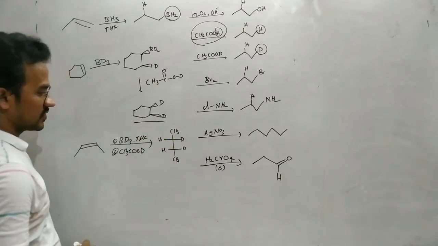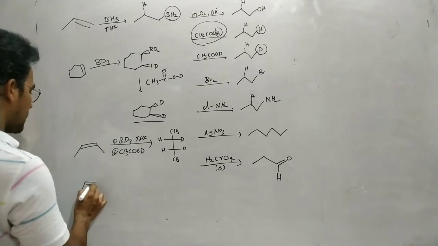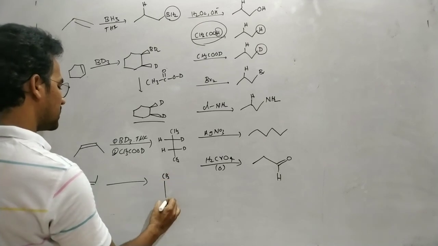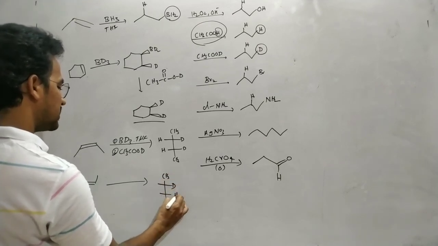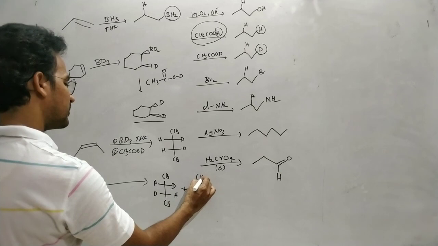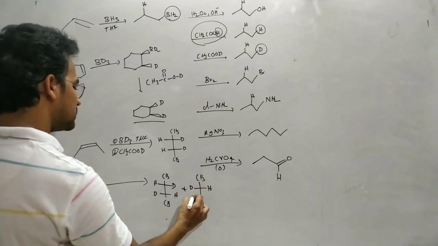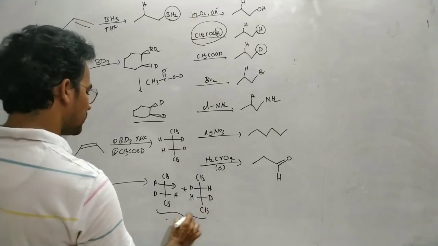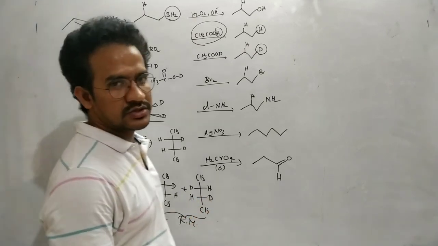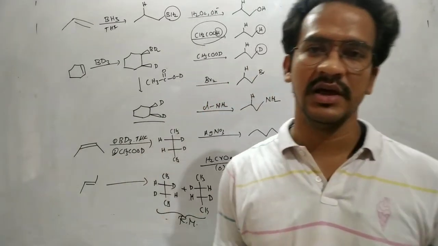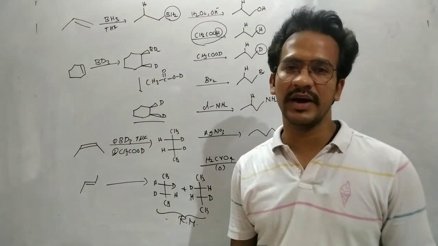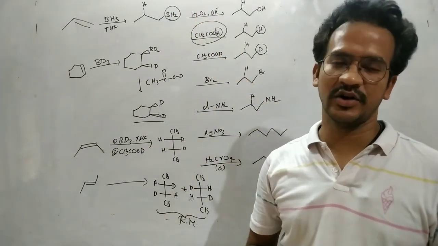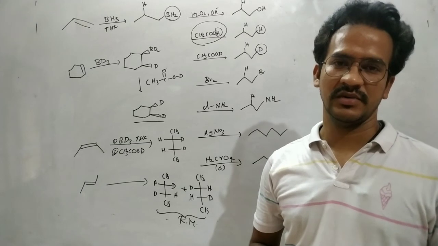You know that. Next, for the trans alkene, the same process is applied. Then we'll get the racemic mixture. These two mirror images are formed in equal amounts. That mixture is known as a racemic mixture, optically inactive. That is hydroboration followed by acetolysis, and hydroboration followed by oxidation. So in the next video I will discuss the hydroboration oxidation of the alkynes. Thank you for watching.